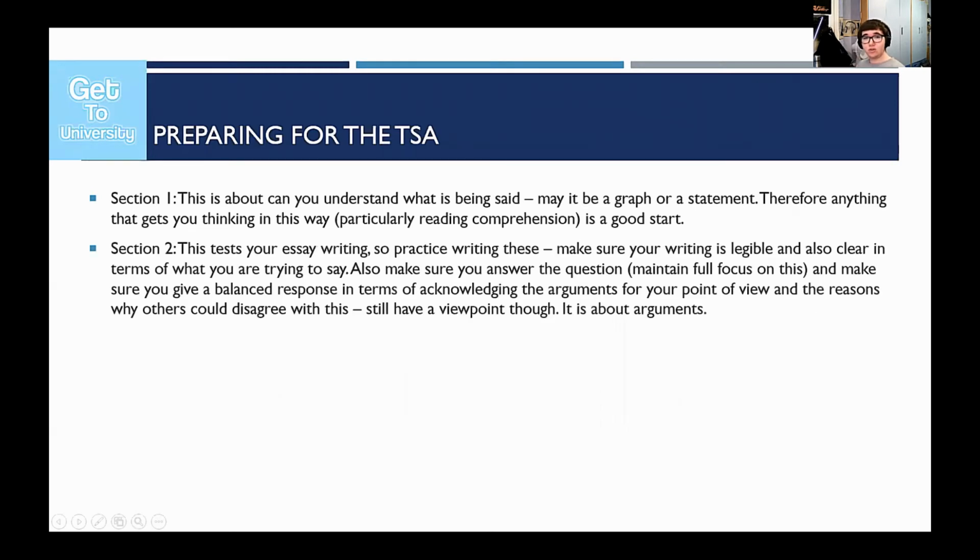Section 2 is an essay writing exercise. Of course your writing has got to be legible, unless you've got access arrangements that mean you're not writing. You've got to be clear in terms of what you're saying as well. You must fully focus on the question. Make sure it's balanced, acknowledging both sides of an argument, but it's very clear why you disagree with that other side.